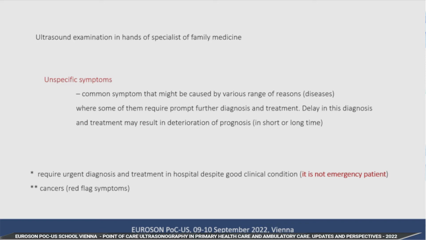We know who is healthy, we know who is definitely ill, but between being healthy and being ill, there is a wide spread of different symptoms which are unspecific. What does unspecific mean? The symptoms might be caused by a various range of reasons. Some of them are benign, some of them are very, very dangerous, and they require prompt diagnosis. It does not mean that these are emergency patients, which I will explain in the lecture.